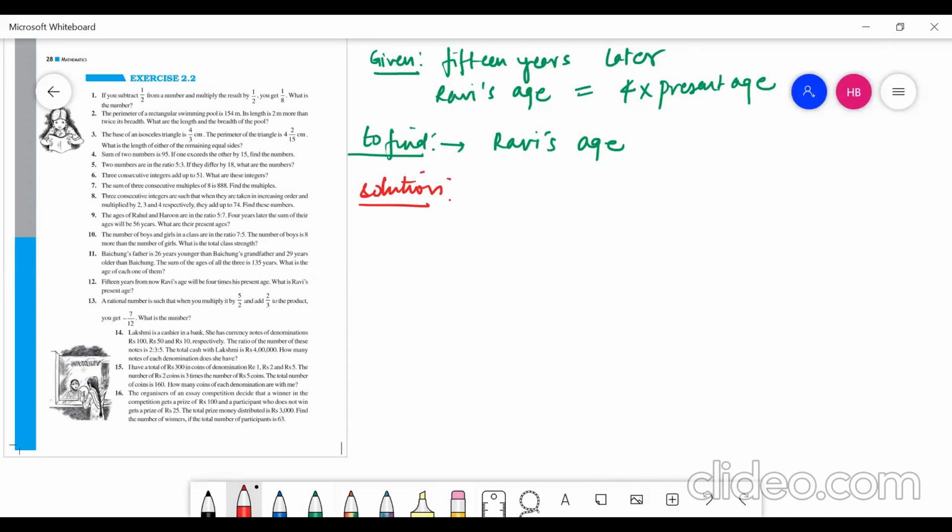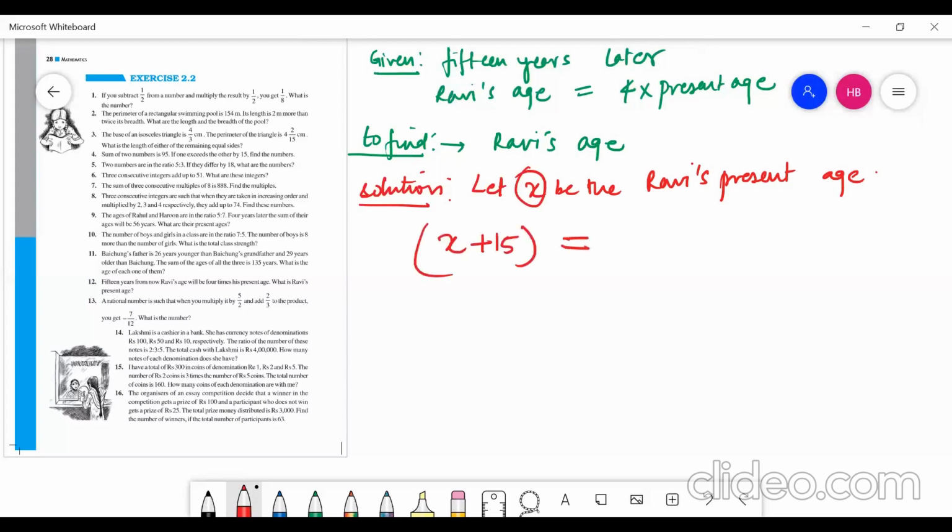So what do I have to find? Ravi's age. So let x be Ravi's present age. So the present age of Ravi is x. Now, what they are saying is 15 years later. If right now Ravi's age is x, after 15 years what will be his age? That is x plus 15, right?